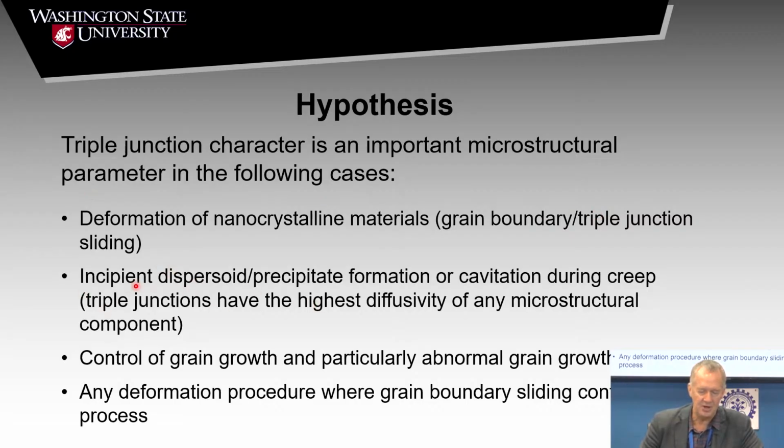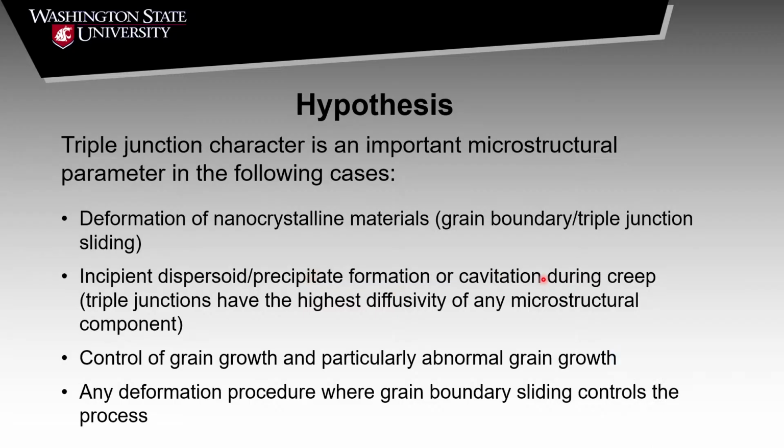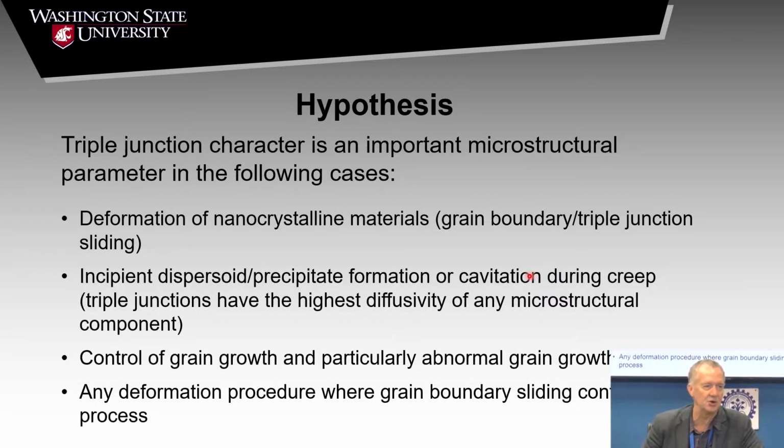Any type of incipient, or early on, dispersoid precipitate formation, because the diffusive path along a triple junction is greater, we would expect those things to happen first along triple junctions. Cavitation is another one of those during creep. So as you get holes that start to open during creep processes, they'll open first at triple junctions. We have seen those kinds of things, but this is anecdotal, right? We can't go in and quantify exactly what's going on at different types of triple junctions.